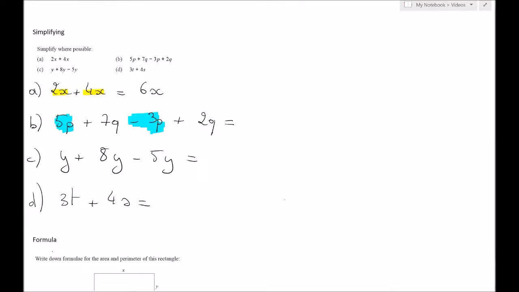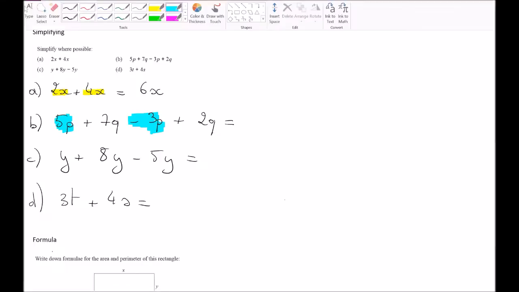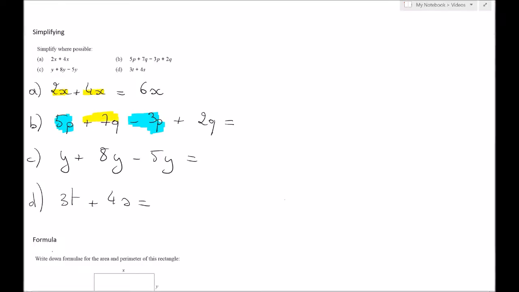Then let's look for, pick another color. Okay, 7q plus 2q. So again, they have the same combination of letters, so I can just add them. 5p minus 3p, I'm going to subtract that. That's 2p. 7q plus 2q, that's 9q, and I'm going to put a plus sign in front of it because it's positive. All right, I can't simplify any further because these 2 terms don't have the same combination of letters. So that's simplified.